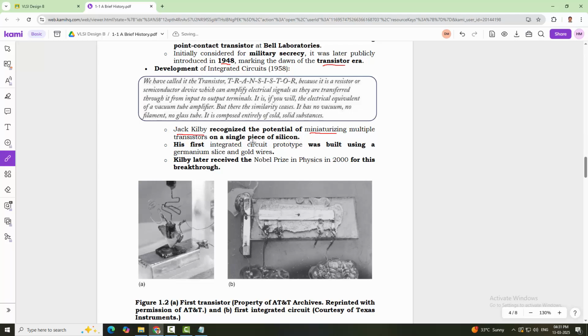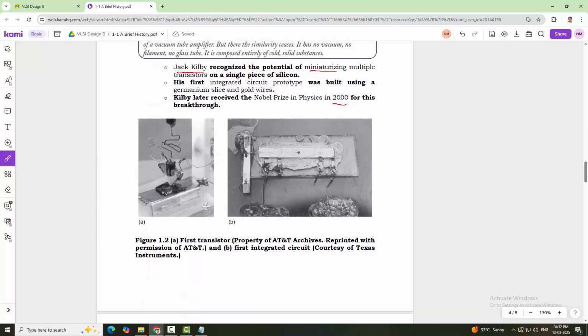Considering this idea, he was the first person to build an integrated circuit prototype at Texas Instruments using a germanium slice and gold wires. Kilby later received the Nobel Prize in Physics in the year 2000 for his breakthrough. And here are a couple of photographs of inventions related to Jack Kilby.